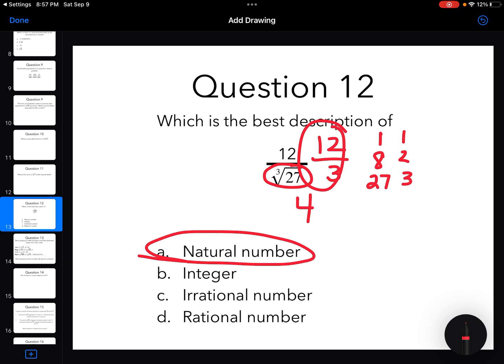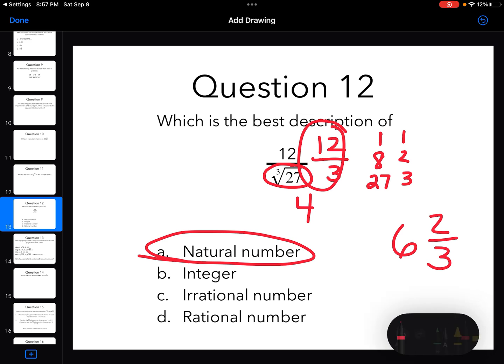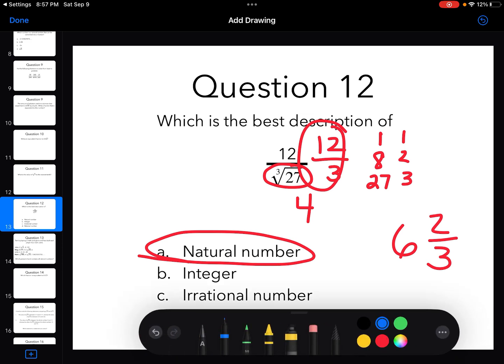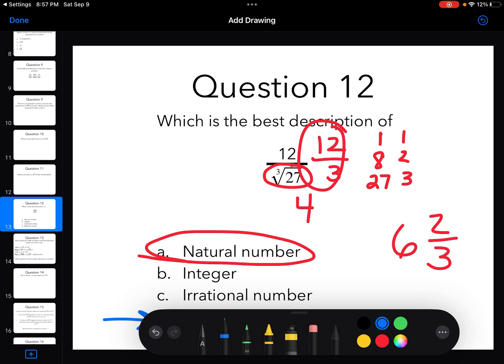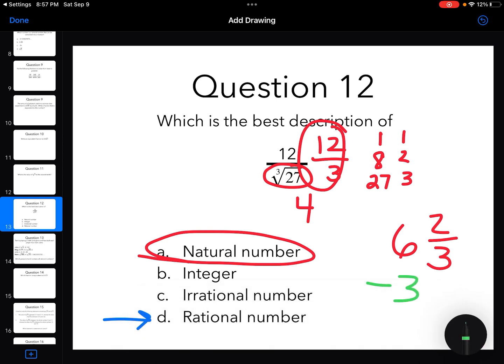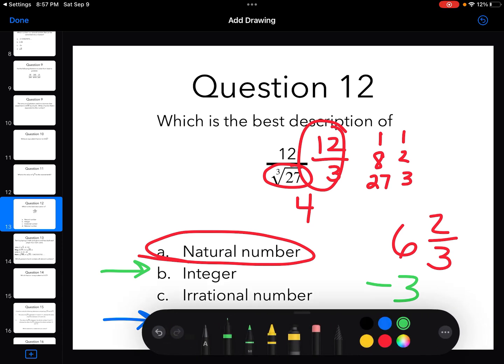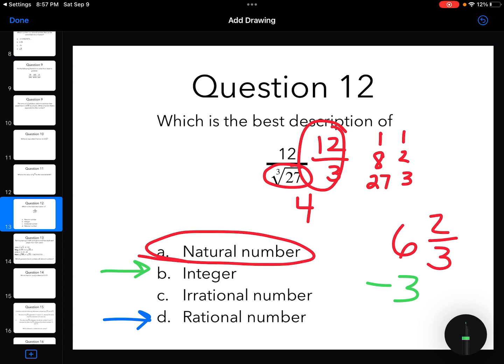Now, let's say that I had gotten a fraction, like 6 2/3. Well, the best description in that case would have been a rational number, because I've got a fraction, which is a rational number. Let's say I had gotten -3. In that case, an integer would have been the best description. Let's say, and this will not happen on your test, I promise. Let's say I had gotten 53.